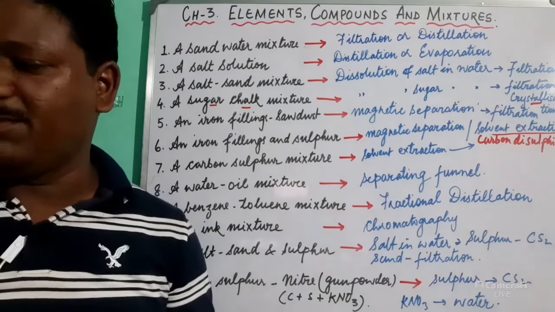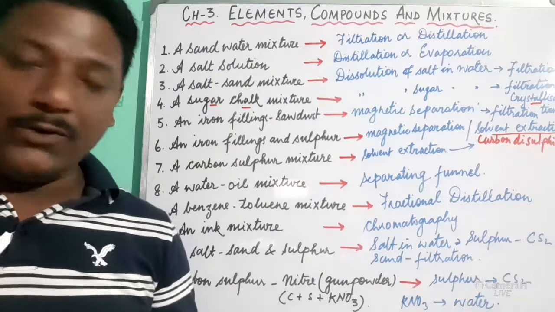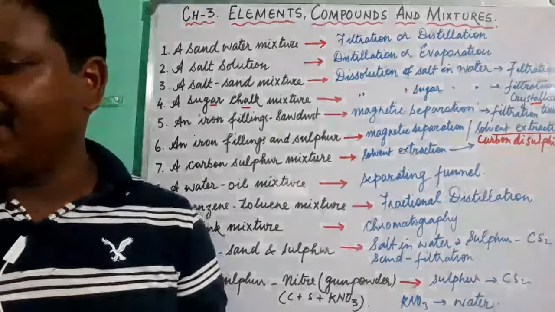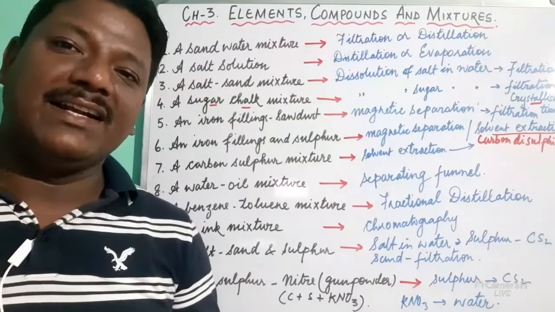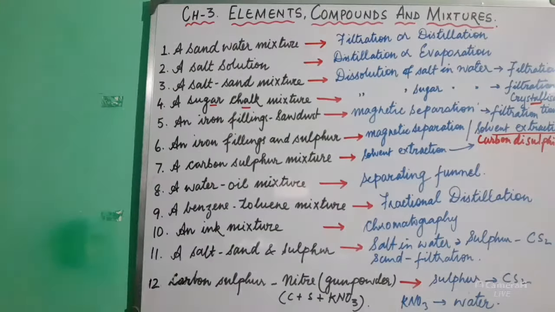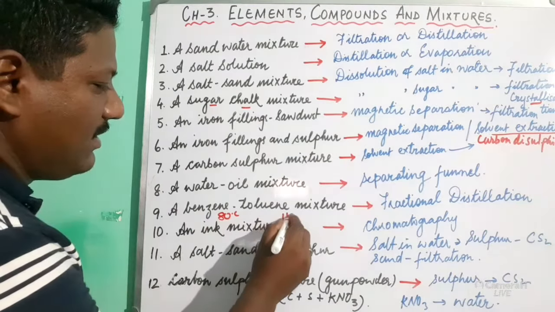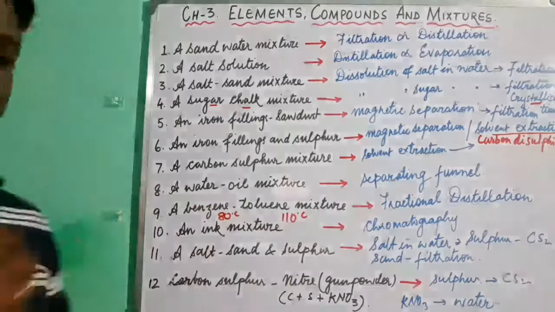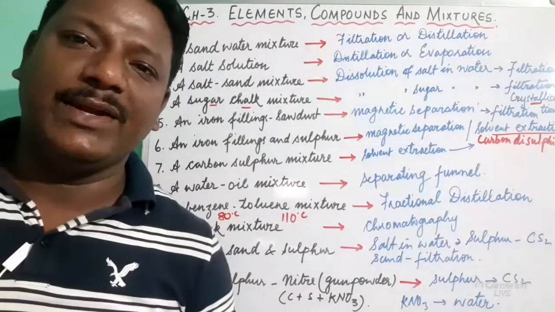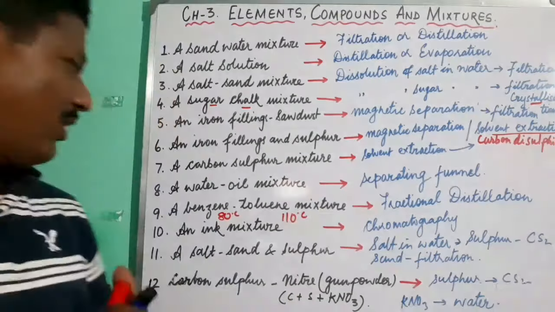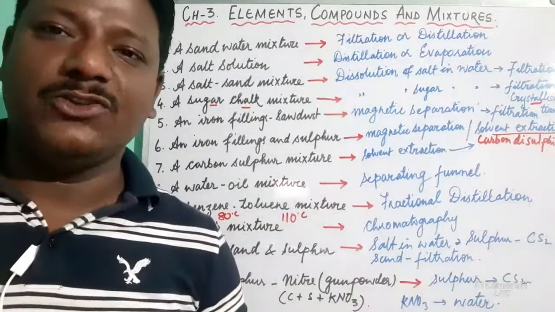Fractional distillation, why? Benzene's boiling point is 80 degrees centigrade and toluene is 110. If you see, there is more than 20 degrees difference. Okay, the difference is more than 20 degrees.